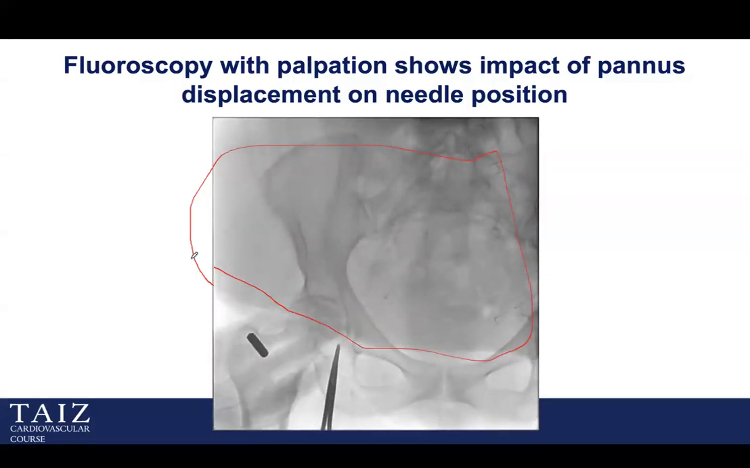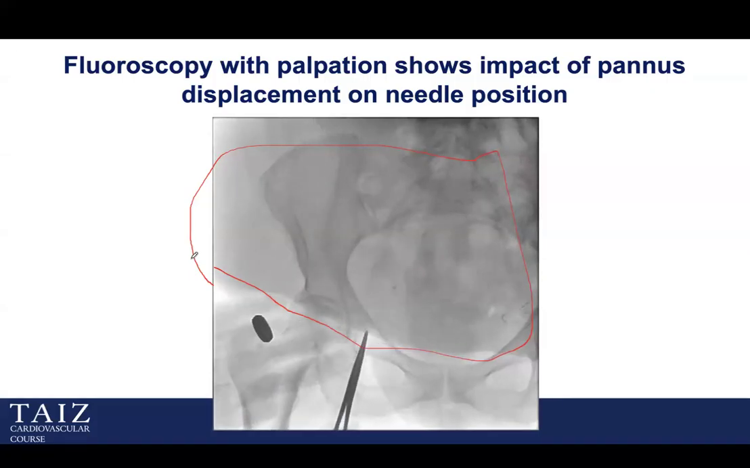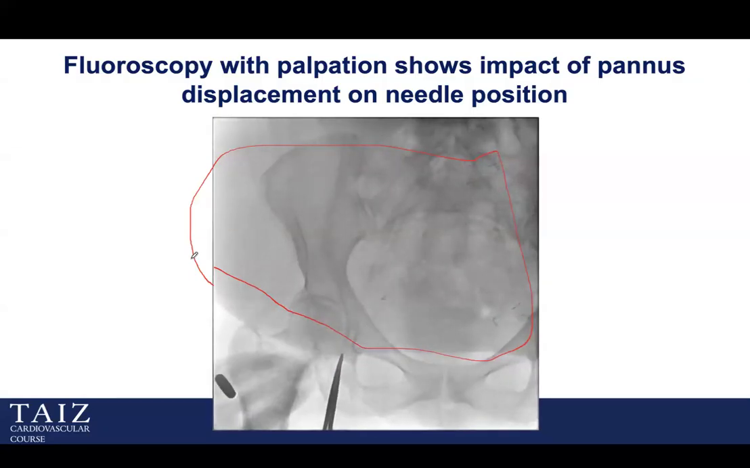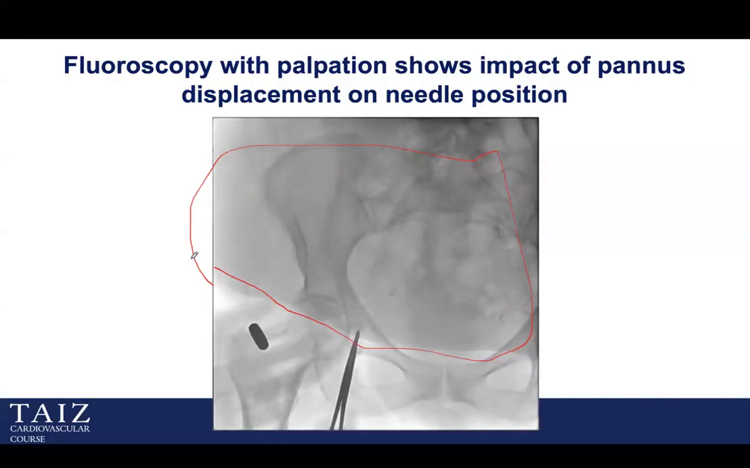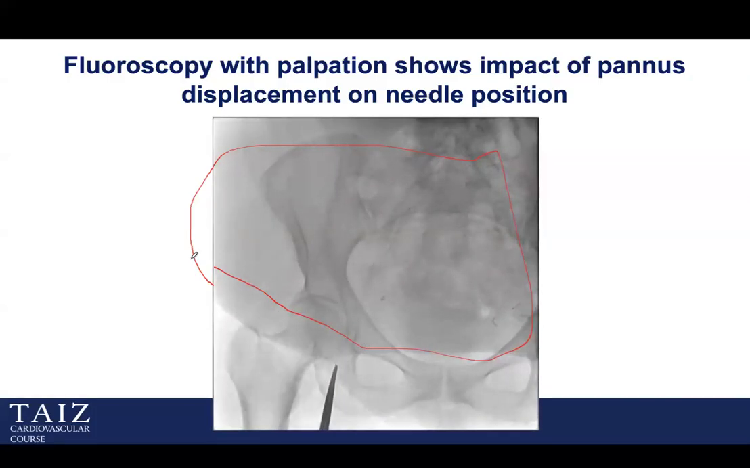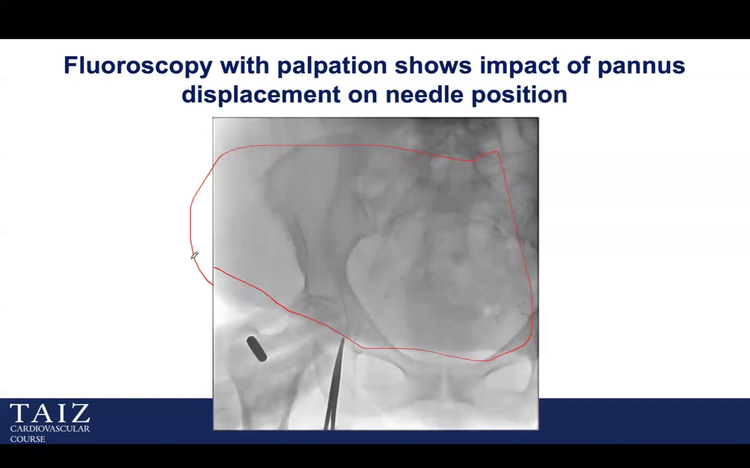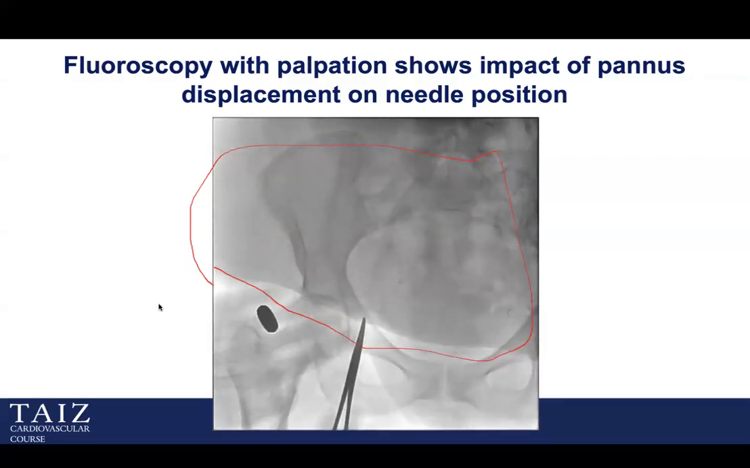You mark where the Kelly clamp is at the lower border of the femoral head, and then you take your needle, and then you push with your left hand all that pannus, all that fat, and then you put the needle, and you end up being very high. And so this is why it happens, is because you are marking the anatomy before you push your hand, and then you put the needle while pushing your hand, and you move all that anatomy up.